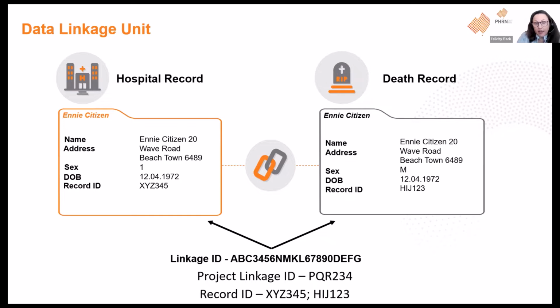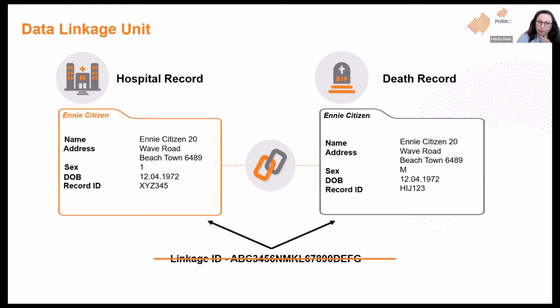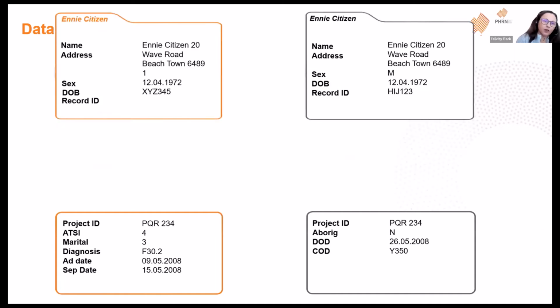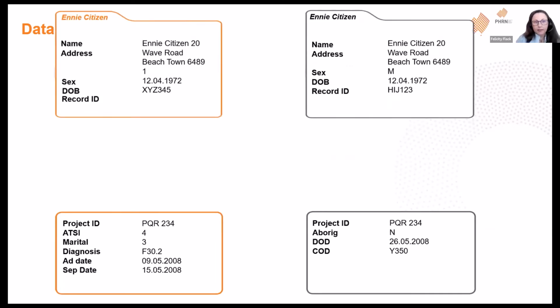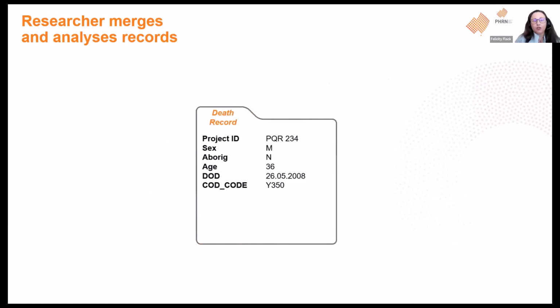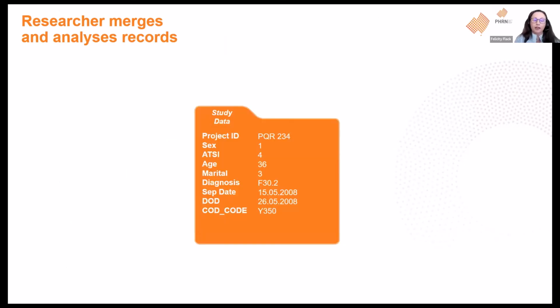When the linkage unit has created that project linkage ID, they then send that with the individual record ID for each record that should be in the researcher's cohort back to the data custodians, who then separate the data again. This time they replace the identifiers with that project ID, and then they send that data to the researchers, who are able to merge the data based on that project ID and conduct their research without having the identifiers for the individual people in their research cohort.